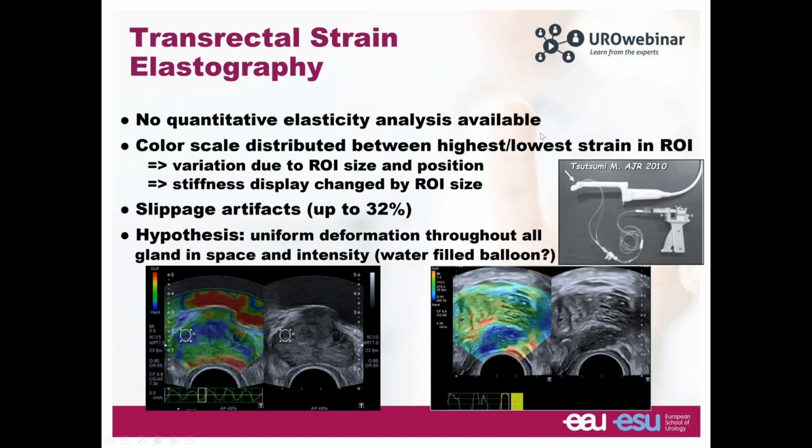This is not a quantitative elasticity technique. We can provide semi-quantitative measurements, and the color scale is distributed between the highest and the lowest strain in the region of interest, which makes a big difference depending on the position of the region of interest. And it is mandatory to avoid any slippage, any movement during the compression, which is quite difficult. And this happened up to 32% of the cases. However, you see that this nodule is clearly very, very stiff, and it will appear with the blue colors.